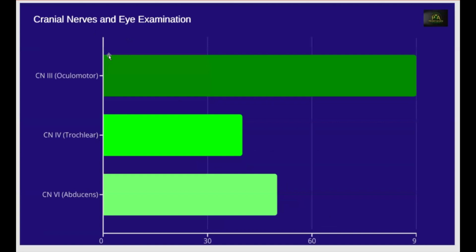So you need to know the three cranial nerves that help in eye movement, which are 3, 4, and 6: oculomotor, trochlear, and abducens. They help with extraocular movements.